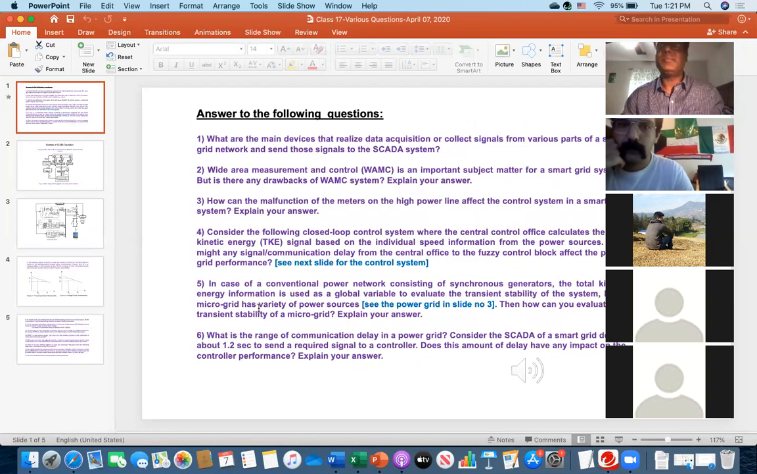So now come back to question number 5. It was the question: a microgrid has a variety of power sources, then how can you evaluate the transient stability? So the answer would be, because there is a variety of power sources, we will be collecting the voltage signal from the terminals of the various power sources, and then it will be summed up at the SCADA. That global variable, this means the total voltage information, will be used to assess the transient stability performance of the microgrid. Is everybody fine?